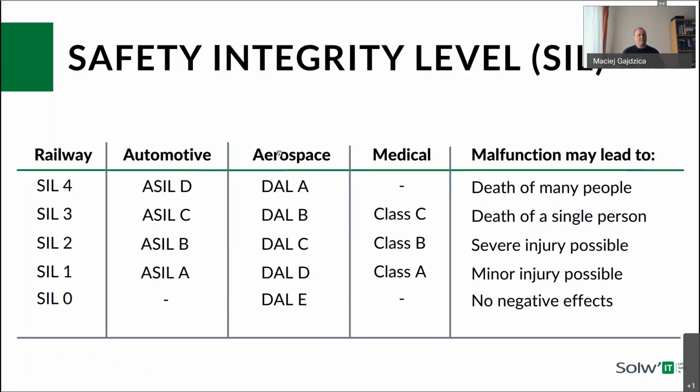So here on this table, you can see levels from different fields like railway, aerospace, and so on, and possible causes and possible consequences of the accidents. The highest level of safety must be ensured where the death of many people is possible, and then we have levels with lower risks. Okay, but how can we prevent our devices from making errors?